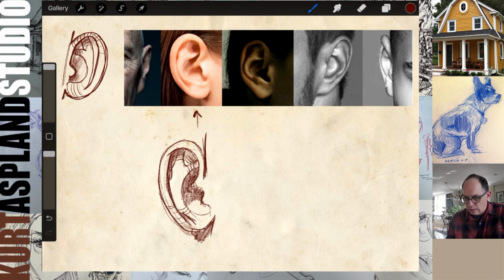Probably the ear when you're drawing a portrait is you could get away with most of it not looking like the person, because that's not really what we look at first. So there's a lot of leeway when you're drawing ears.